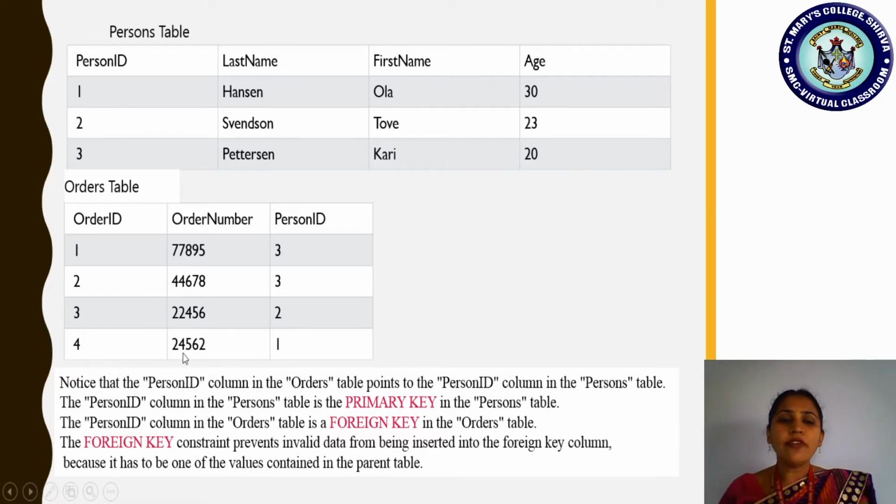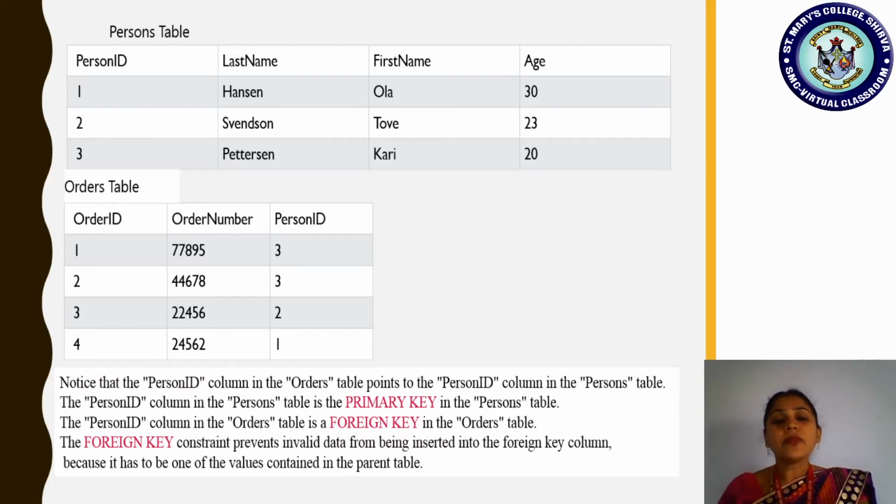And here order ID 4. Who has ordered this? Person ID 1. Does 1 exist? Yes, in the person table 1 exists. So 44678 is an order number which is ordered by person ID 3. Whether 3 exists? Yes, 3 exists. Then these foreign key constraint values that we are finding, 3, 3, 2, 1, they all exist in which table? Person table. So any person can order items any number of times, right? So that is why person ID 3 has ordered 2 items, I think. So 2 different order numbers have been given.